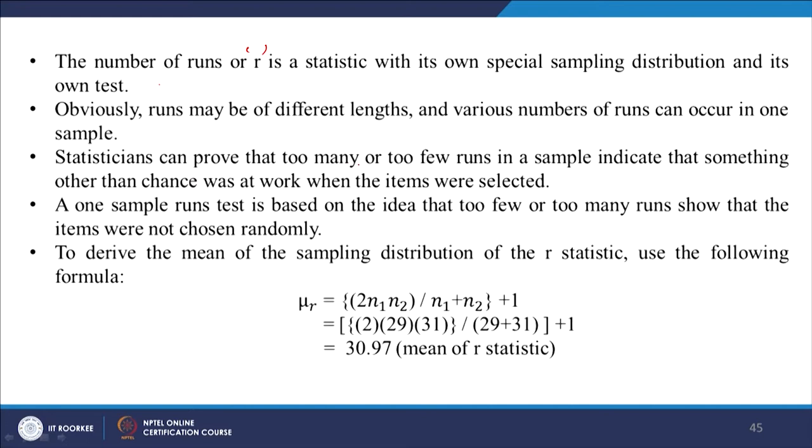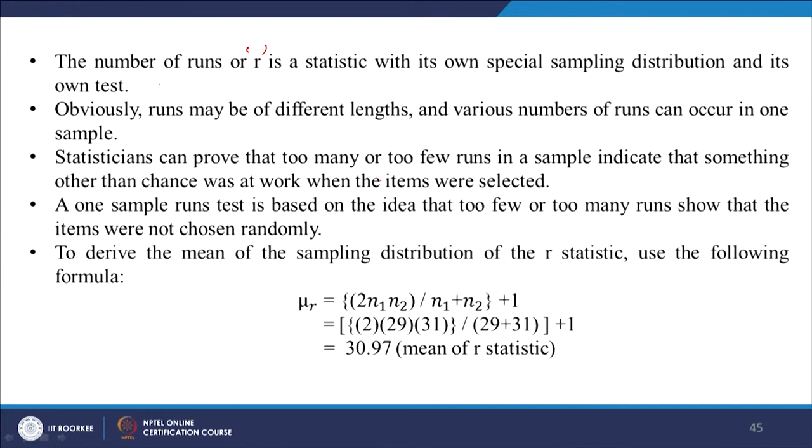Statisticians can prove that too many or too few runs in a sample indicate that something other than chance was at work. Now, what does this mean? Suppose the number of runs is too few. That means the number of similar products occurring constantly was at a very high level. So, too few runs means most of the occurrences were continuously there for a longer time.